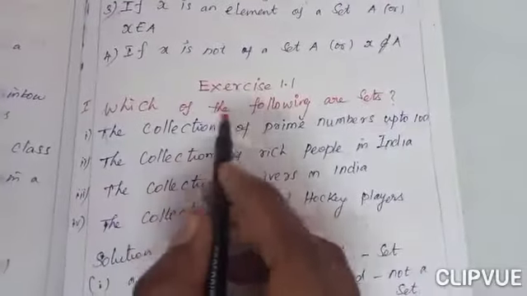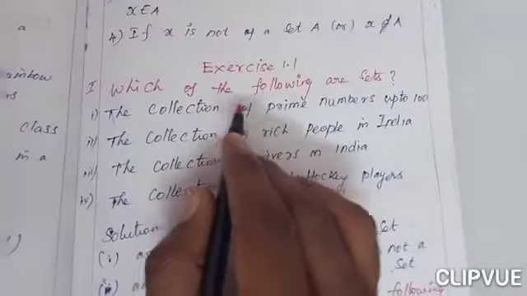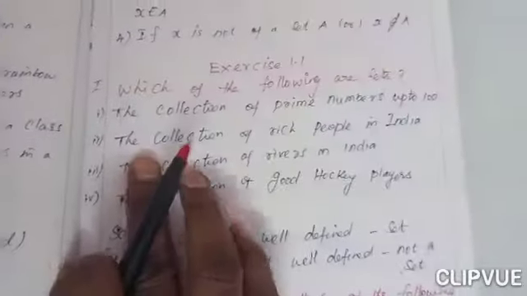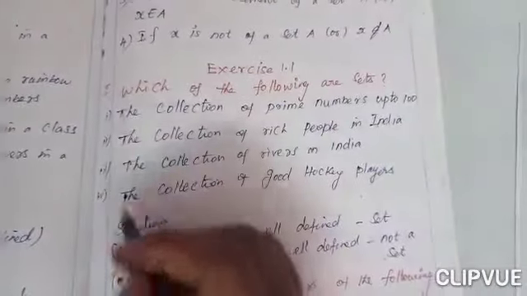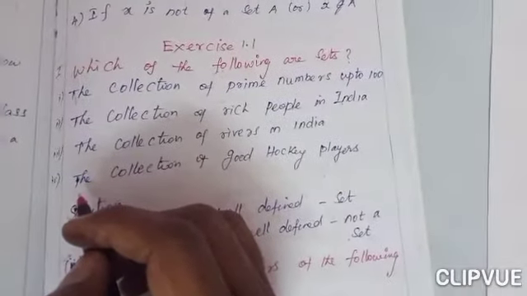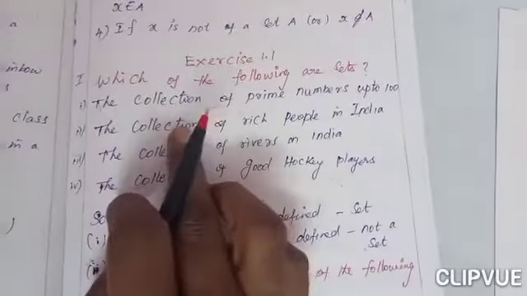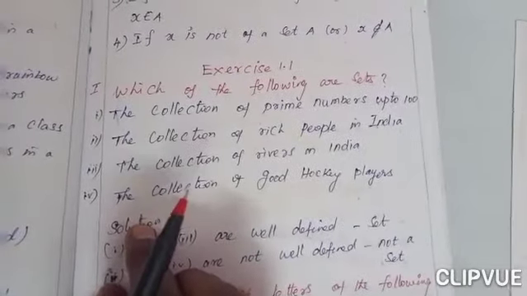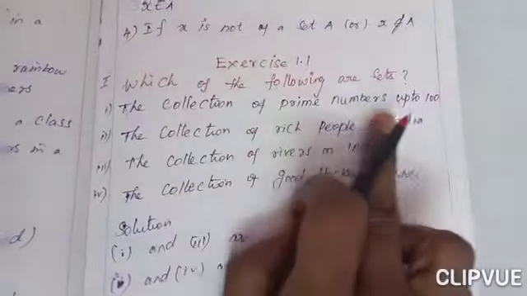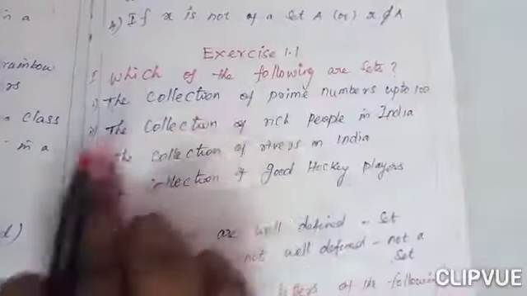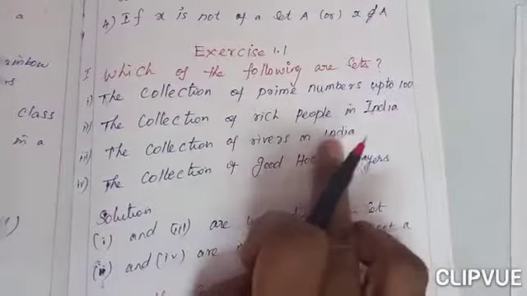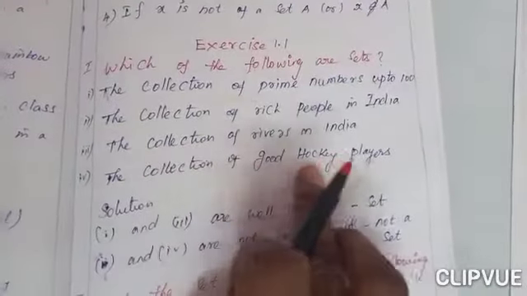Look at the first Roman numeral in exercise 1.1. Which of the following are sets? That is our question. Here four collections are given. From these we are going to identify which one is a set and which ones are not. The collection of prime numbers up to 100. The collection of rich people in India. The collection of rivers in India. The collection of good hockey players.